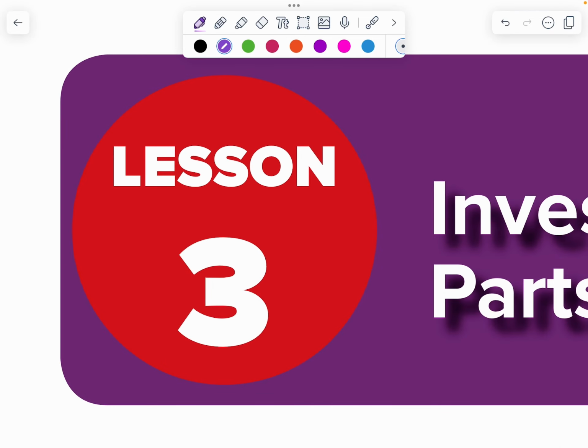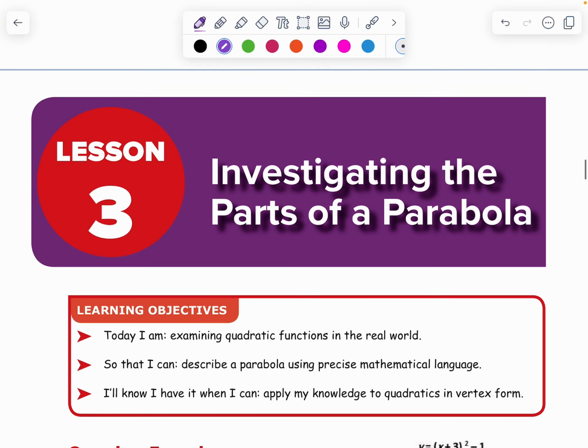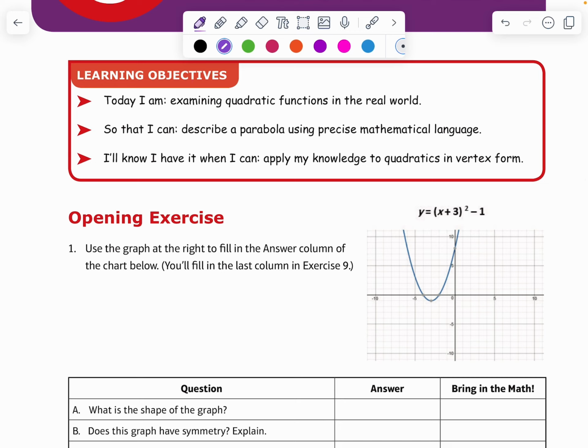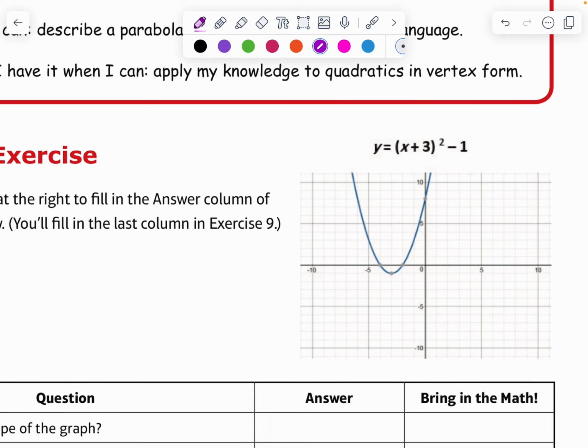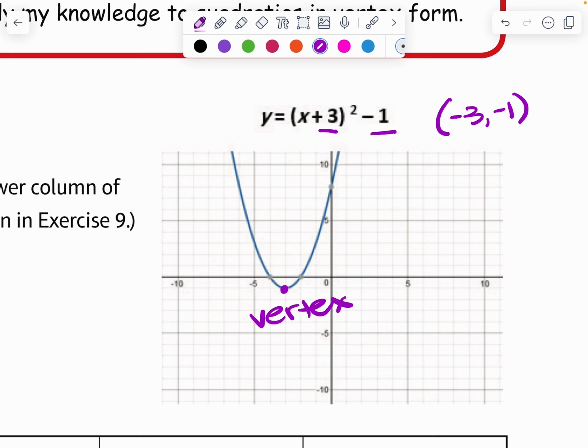We're going to look at parts of a parabola. All right, so right here, let's look at this one. Please identify some very important points on here. All right, take a look. You also have information right here. Isn't that our vertex? Right, our vertex should be at -3, -1. Let's see if it's right. -3, -1. There it is. That's our vertex. I would describe the vertex as a minimum.